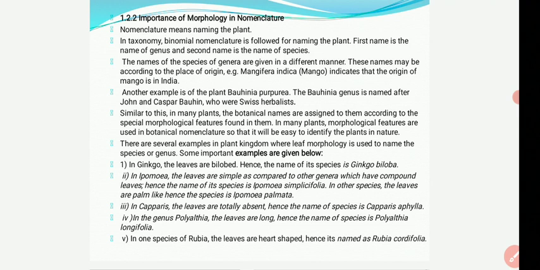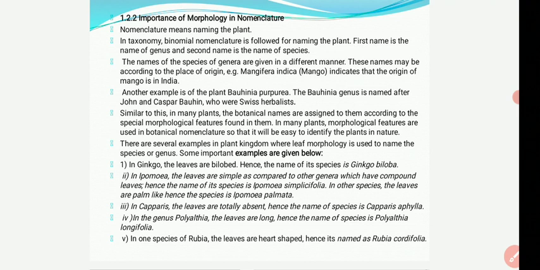In Capparis, the leaves are totally absent, hence the name of the species is Capparis aphylla, that means absence of leaves. In the genus Polyalthia, the leaves are long and hence the name of the species is Polyalthia longifolia, that is, long leaves. In one species of Rubia, the leaves are heart-shaped, hence its name is Rubia cordifolia.